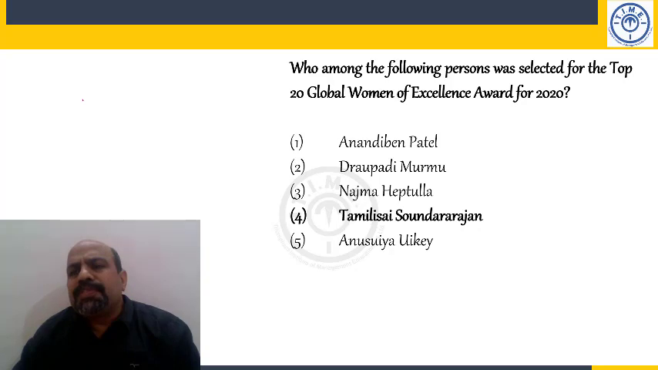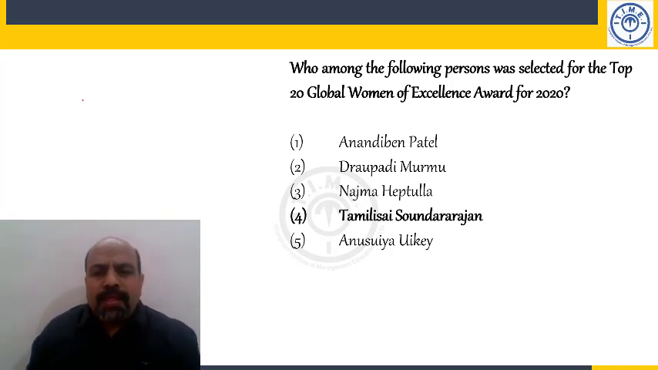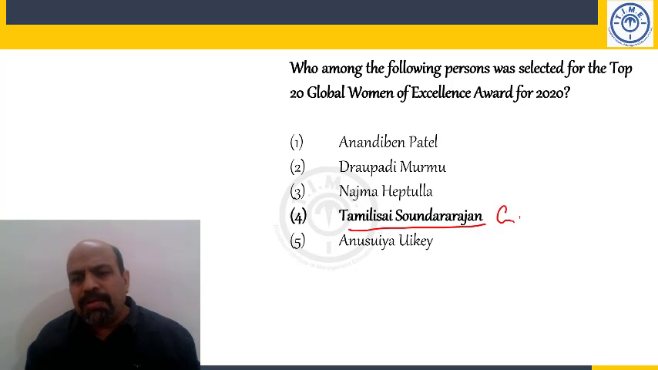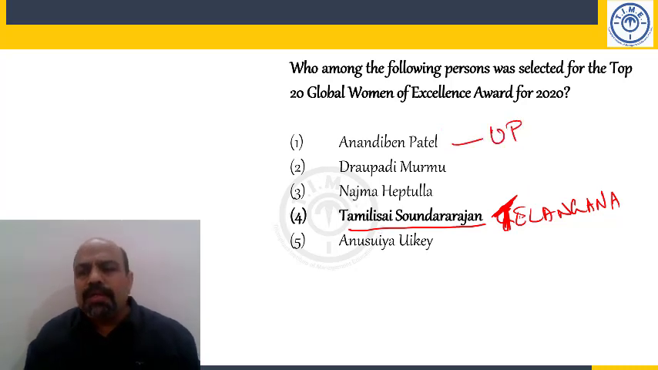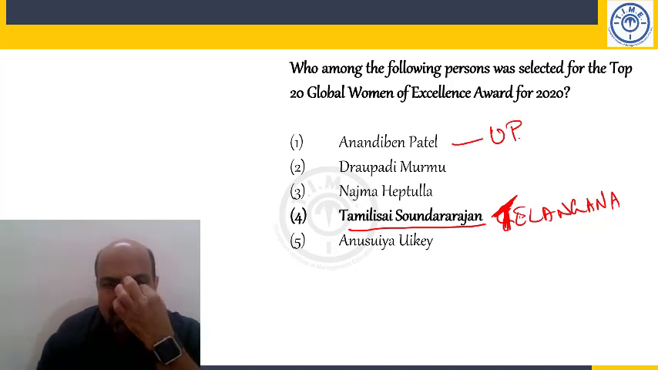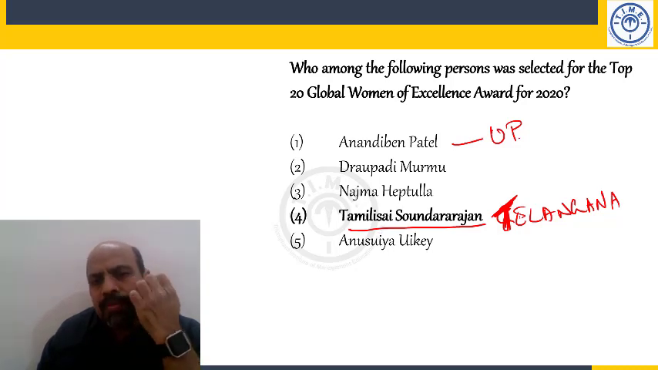Which of the following persons were selected for the Top 20 Global Women of Excellence Award for 2020? This is given by a US-based organization headed by an American member of Parliament; they call them Congressperson. The prize was won by Tamilisai Soundararajan, Governor of Telangana State. Anandiben Patel, ex-Chief Minister of Gujarat but more importantly Governor of Uttar Pradesh. And Draupadi Murmu, from Odisha, Governor of Jharkhand.